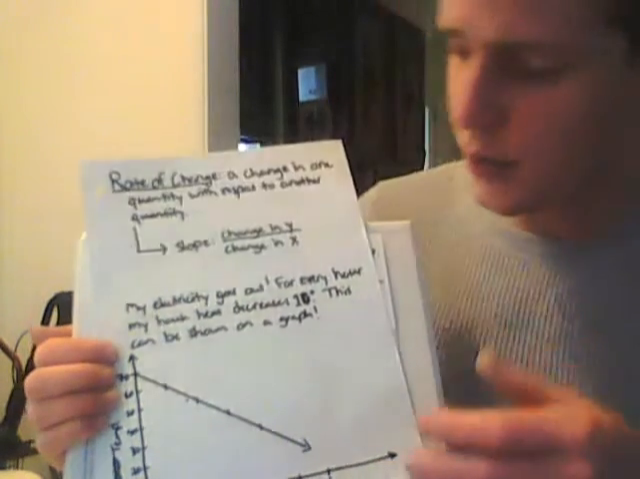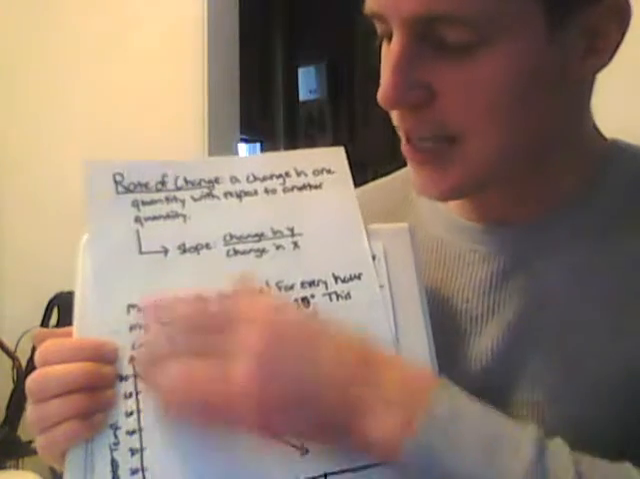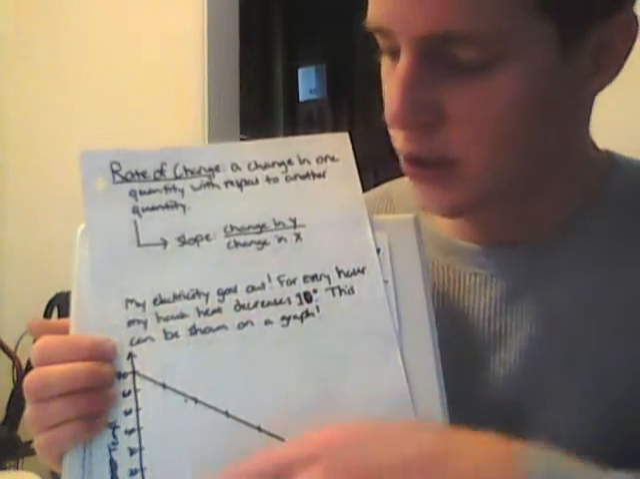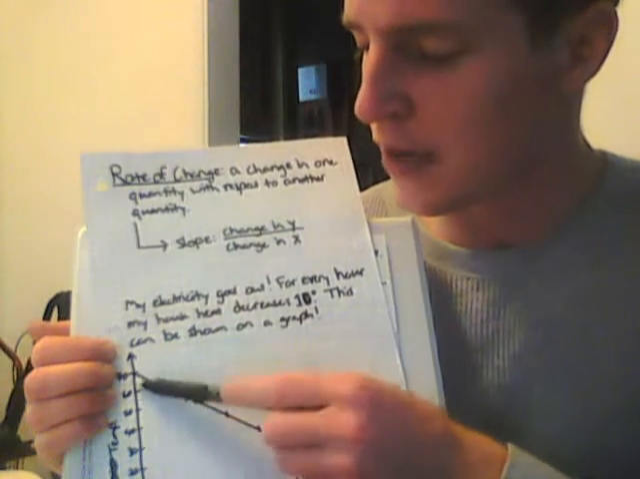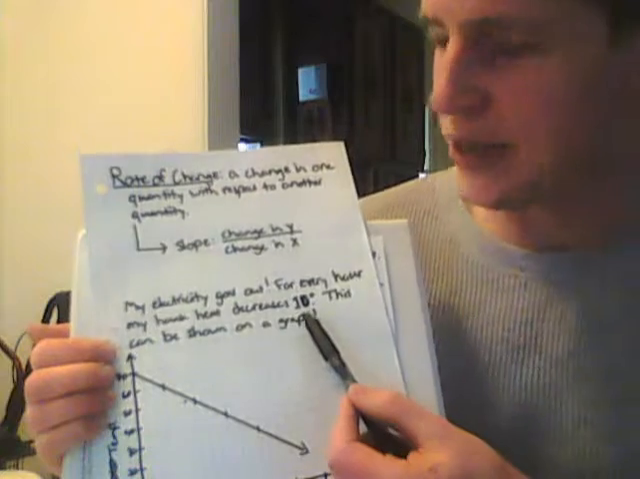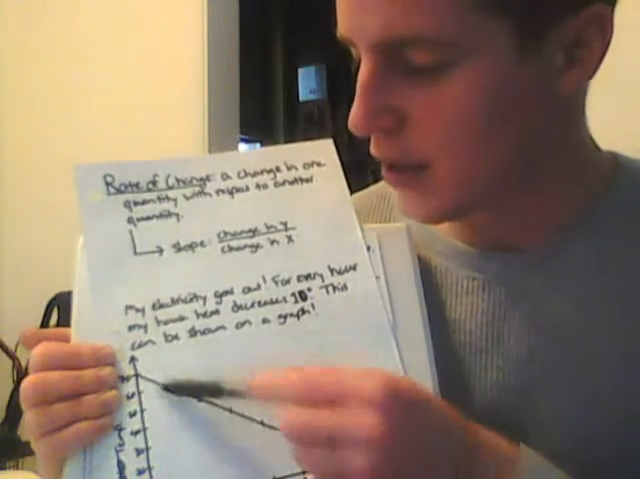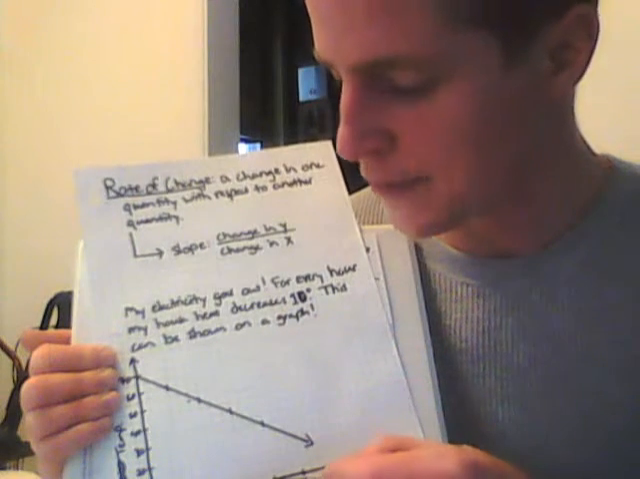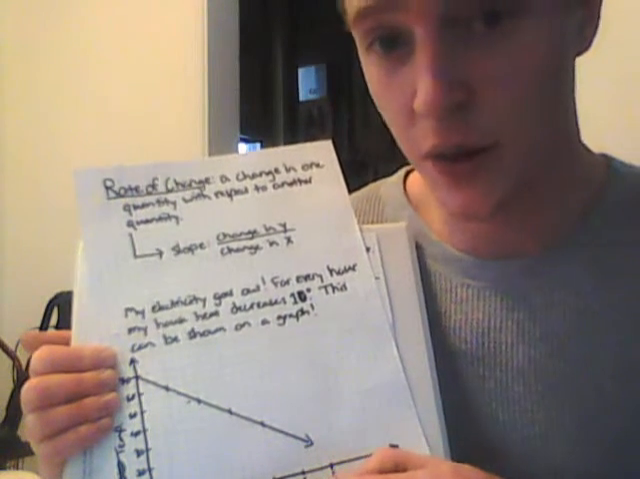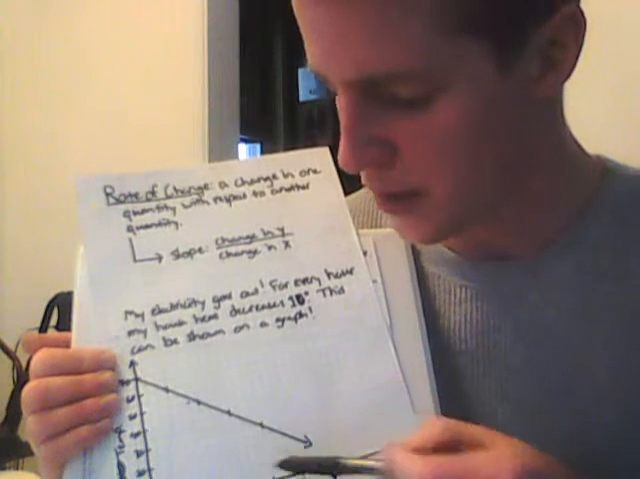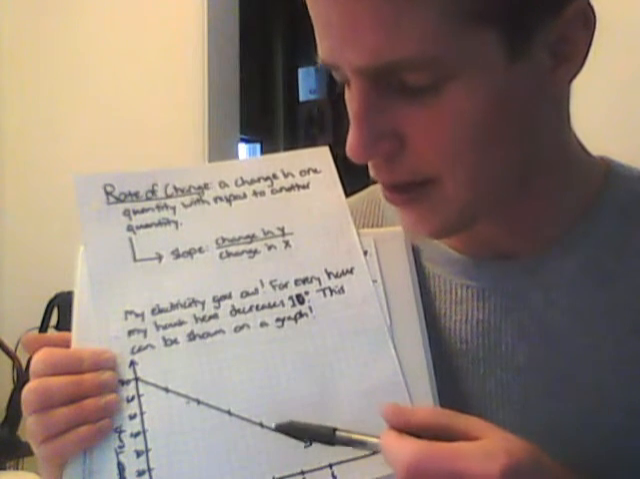So, let's see, we have time in hours and temperature. We're starting at 70 degrees. That's what I keep my house. So at 0 hours, we're at 70 degrees. Now, after 1 hour, our temperature decreases 10 degrees. That's what the problem says. So it makes sense that after 1 hour, we're at 60 degrees. After 2 hours, we're 10 degrees colder, so we're at 50, so on and so forth. At 3 hours, we're at 40. At 4 hours, we're at 30.